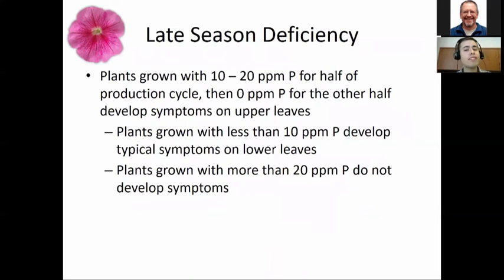So again, we refer to this as a late season phosphorus deficiency, and the take-home message is that plants that are grown with about 10 to 20 parts per million phosphorus for half of the production cycle, and then 0 parts per million phosphorus for the other half, develop these symptoms on the upper leaves.